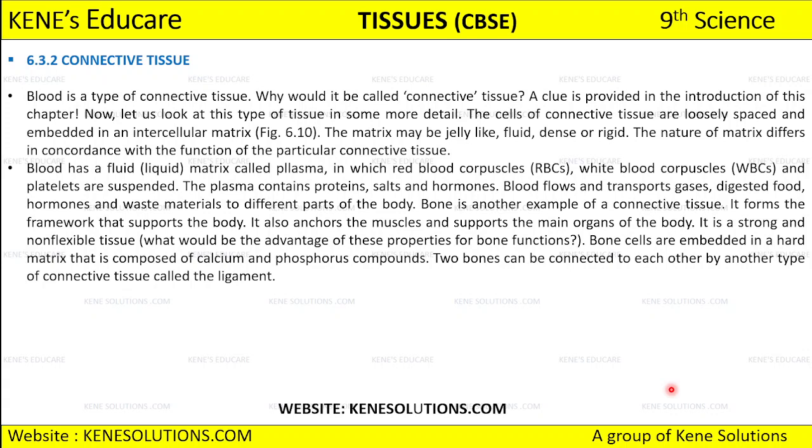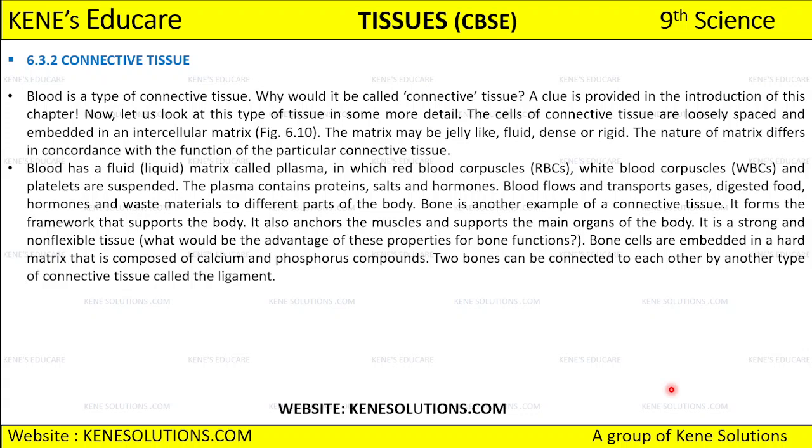So now let us look at this type of tissue in some more detail. Now the cells, as I have told you, are loosely spaced or loosely arranged, right? So the cells of connective tissue are loosely spaced and they are embedded in an intercellular matrix. कहाँ पे embedded होंगे ये? एक इंट्रासेल्युलर मैट्रिक्स के अंदर एम्बेडेड होंगे. So this matrix may be jelly like, fluid, dense or rigid. कैसे होगा ये मैट्रिक्स?